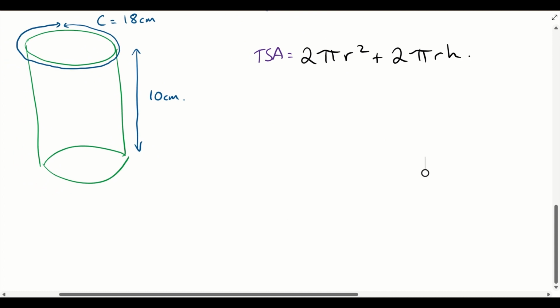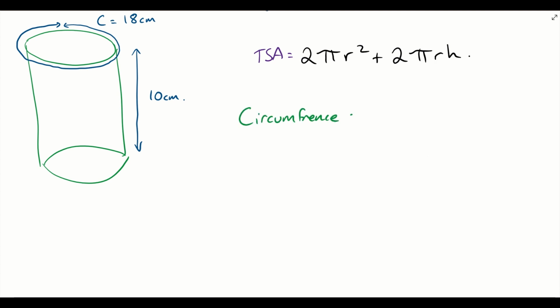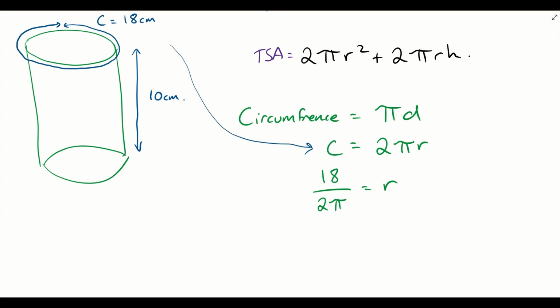Well, we need the radius, but if we've got the circumference, we can find the radius. Okay, we know that the circumference of a circle is pi times the diameter, which is 2 pi r. Okay, if you think about the diameter being 2 lots of the radius, we get C is equal to 2 pi r. So all we have to do is divide our circumference, in this case 18, by 2 pi, and we get the radius. Okay, so all I've done there is I've put in this 18 for our circumference, and I've divided both sides by 2 pi to get that radius on its own.